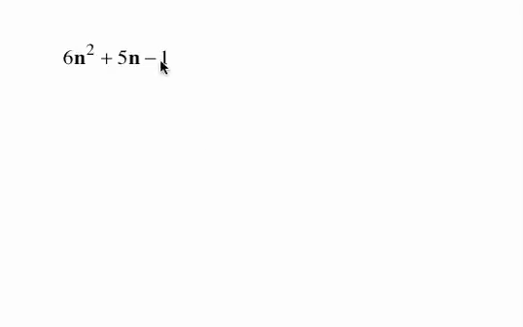6n squared plus 5n take away 1. We want to factor this. First thing you want to look for is there a common term. Okay, if there is, factor it out. We don't have one in this case, which is good.